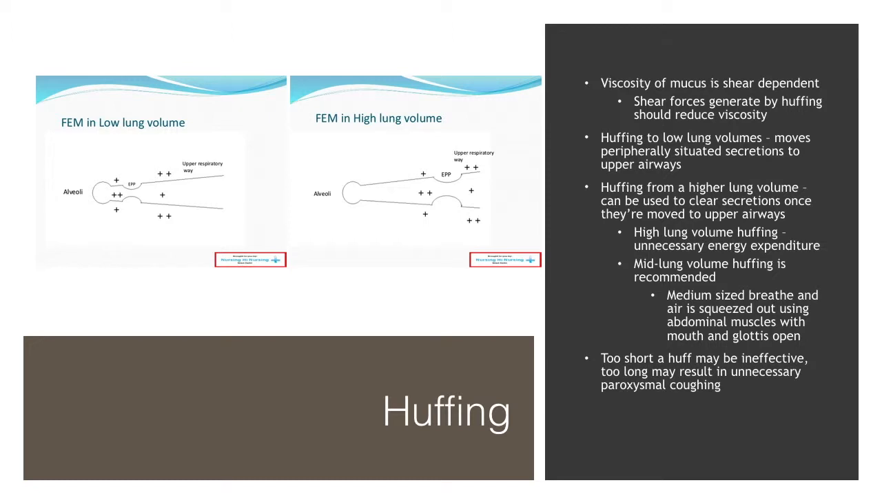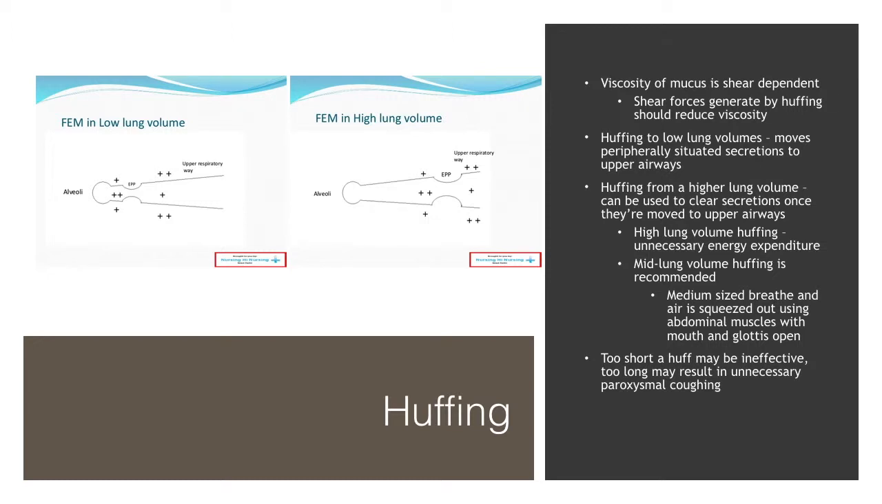So huffing can be particularly effective at mobilizing secretions for a number of reasons. The first being that the viscosity of the mucus that's in the lungs is shear dependent. So when you huff, you generate shear forces that reduce the viscosity of the mucus, which effectively allows it to travel further in a shorter amount of time. Huffing to low lung volumes helps move secretions peripherally to upper airways, and huffing from a higher lung volume can be used to clear the secretions once they've moved into the upper airways.